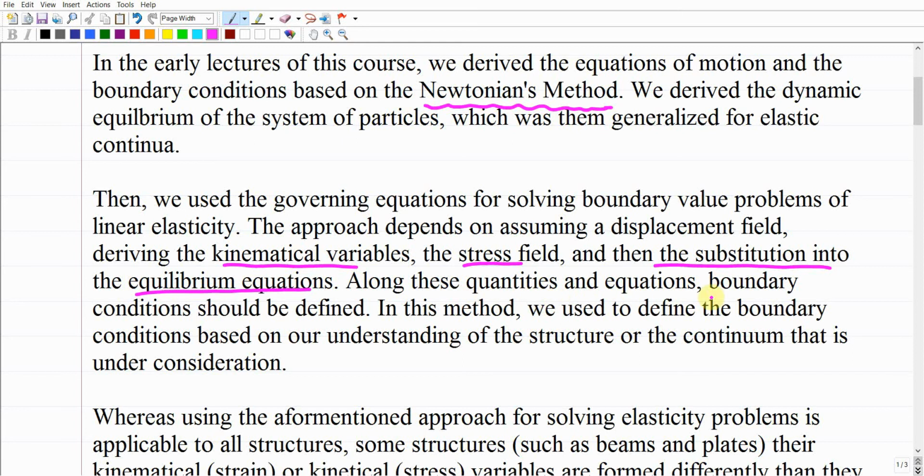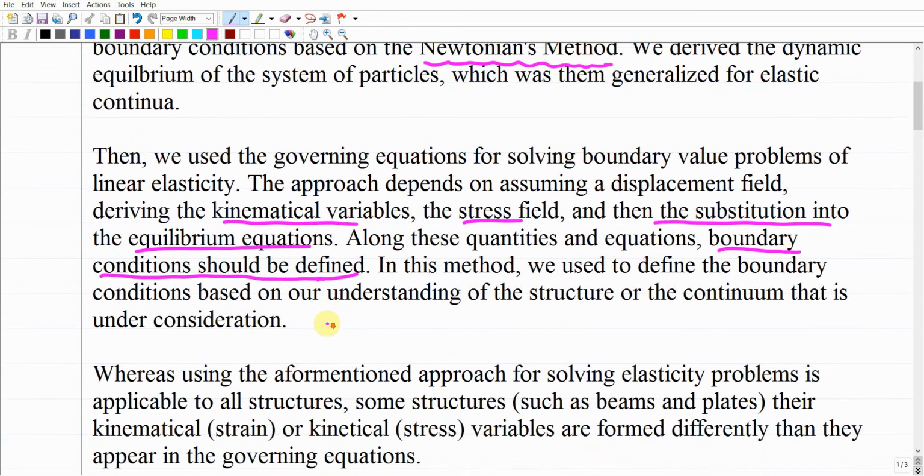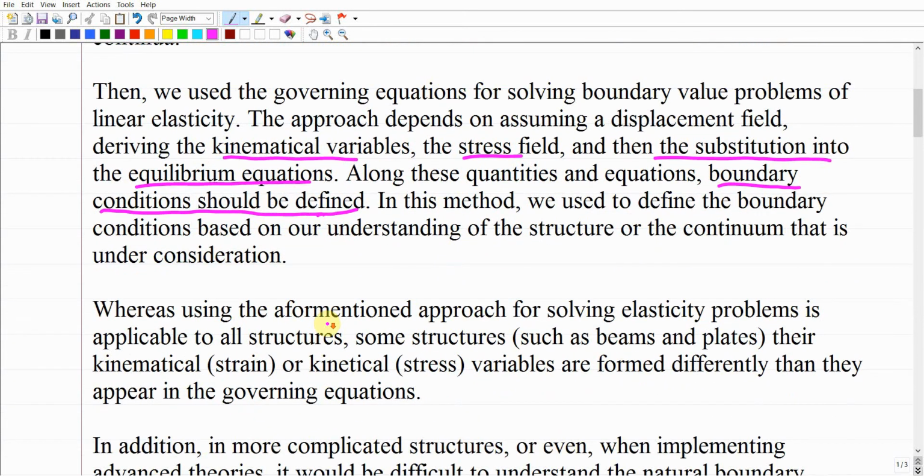So along with these quantities and equations, boundary conditions should be defined. But if you remember, when we discussed the boundary conditions, even for the problems or examples that we considered using this Newtonian method, the formation of the boundary conditions depends mainly on our understanding of the structure or the continuum or the material that we are considering. The formation of the boundary conditions will definitely be different from one problem to the other, and there is no specific way of forming these boundary conditions unless you understand how they work for this specific problem or this specific structure.